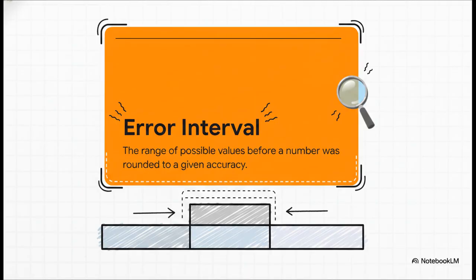What actually is an error interval? Well, an error interval is simply the range of all possible values a number could have been before it was rounded or truncated to a given accuracy. Think of it like a window of possibility. When you see the number 1.9, you know that the original unrounded number wasn't necessarily exactly 1.9. It could have been slightly smaller or it could have been slightly larger. Our job is to find the absolute minimum value it could have been, and the absolute maximum boundary it could reach before it would round up to the next number.